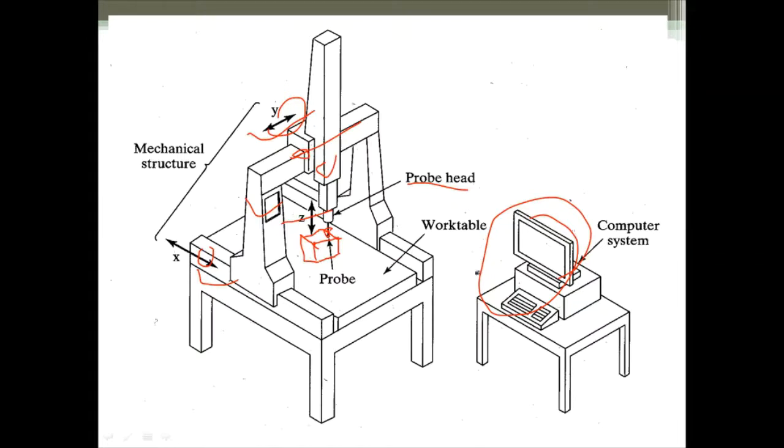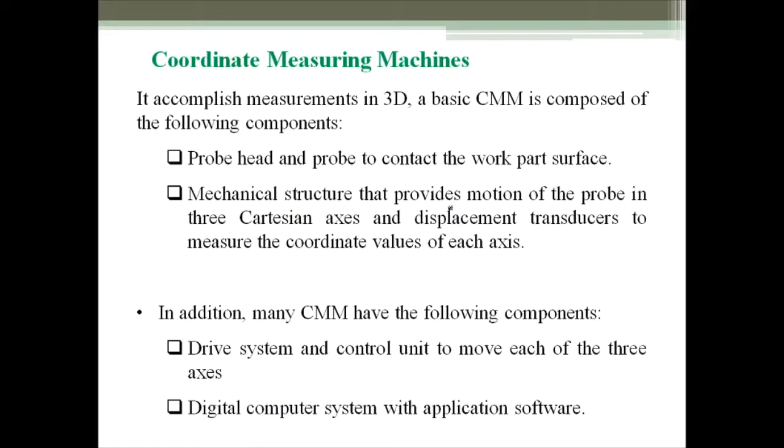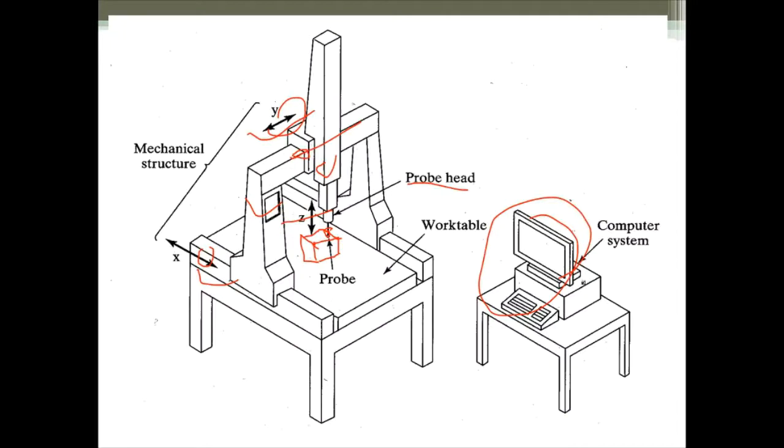In addition, in a CMM, the other components are the drive system and the control unit to move each of the three axes. For the movement of the three axes there is a drive system and a control unit, and also a digital computer system with application software.